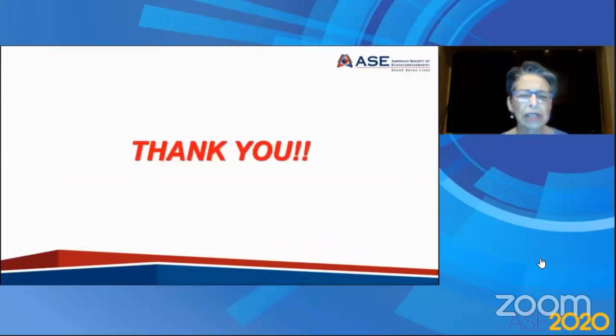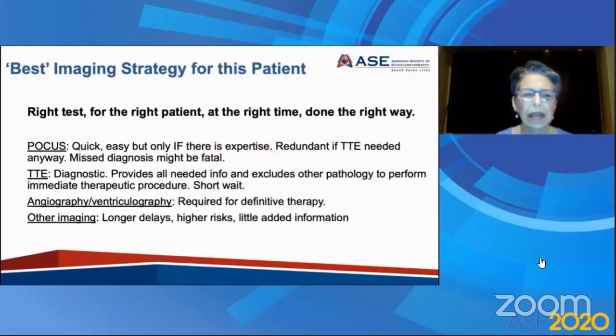So the best imaging strategy for this patient is the best test, the right test for the right patient at the right time, done in the right way, of course. POCUS is quick and it's easy, but only if there is good expertise. A missed diagnosis on poor images can be fatal. The transthoracic echo is diagnostic and provides all the information needed to exclude other pathology and immediately proceed with therapy, rarely more than a short wait. Angiography and ventriculography are imaging required for definitive therapy, and other images bring longer delays, higher risks, and little additional information.